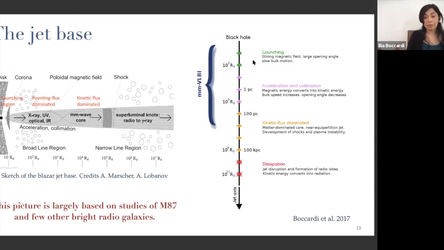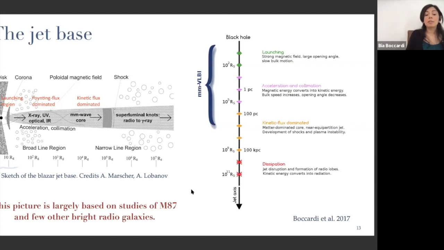So we have the launching region where the jet is still very wide and slow, then gradually it accelerates and collimates, and we think that this occurs on a scale of about 10^5 Schwarzschild radii, after which we have a jet which is dominated by the kinetic energy of the bulk flow, and this is the region where we start observing shocks and instabilities. And finally, on very large scales, this kinetic energy is dissipated in the form of diffuse emission.